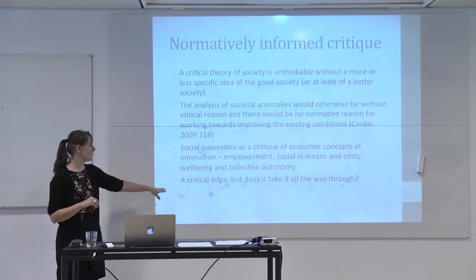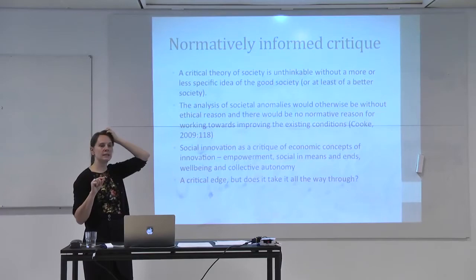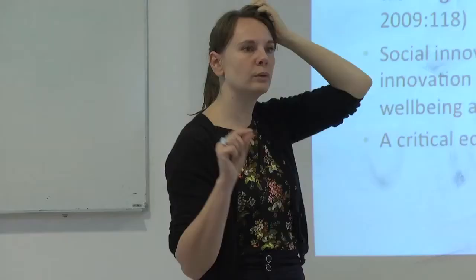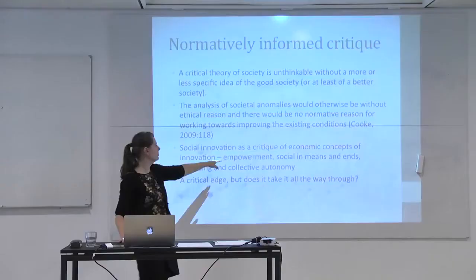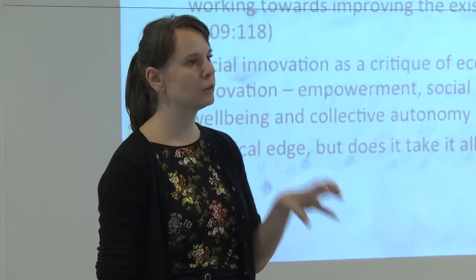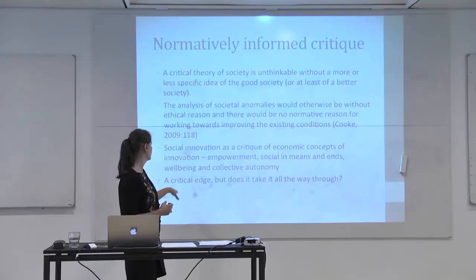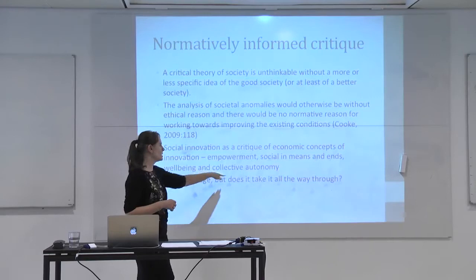So it does have a critical edge, clearly. But then I say, does it take it all the way through? Because I haven't seen that many texts that really go into depth with and discuss what empowerment means, what collective autonomy means, and how we see it in empirical examples, and discuss empirical examples critically, and not just taking for granted that because something perhaps looks as if it creates social value, that social value is really complex and is something which can be defined on different dimensions, and defining it in terms of well-being or in terms of collective or political autonomy is very, very different.